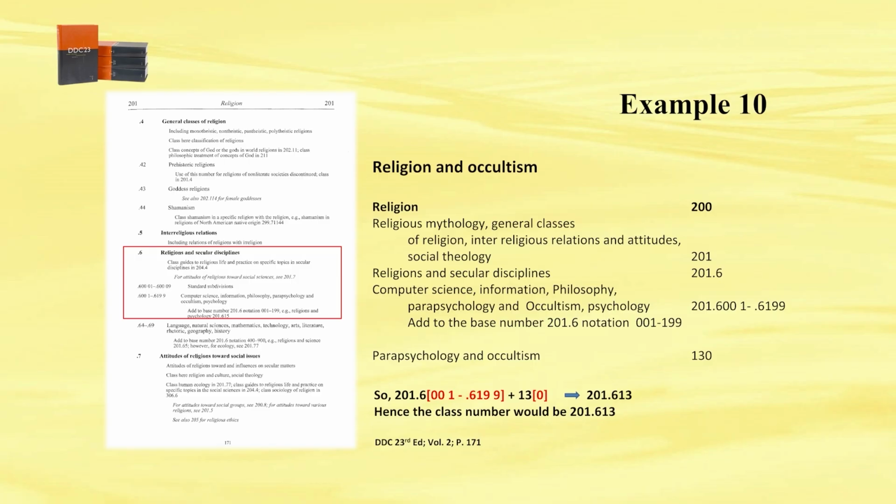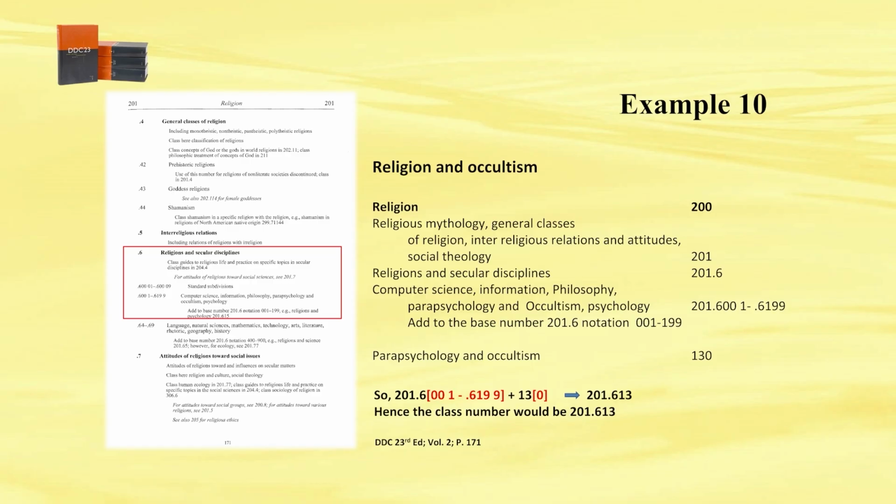So we have to add to the base number 201.6 the notation 001 to 199, because you can see the subjects described here, computer science, information, philosophy, parapsychology, occultism, psychology, all come either under 000 or 100. So the instruction restricts us within 001 to 199. And from the third summary, we can easily get the number for parapsychology and occultism, that is 130.